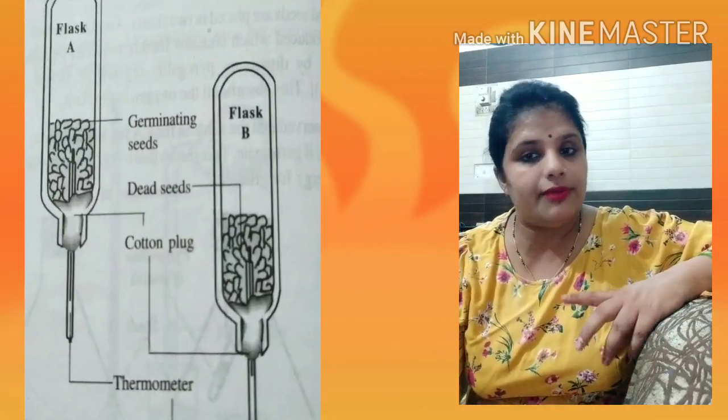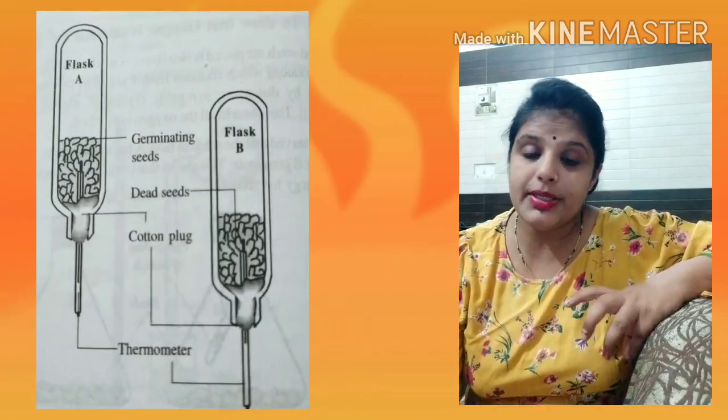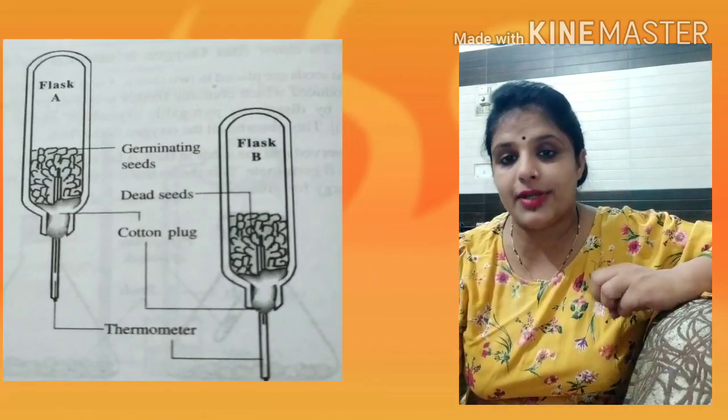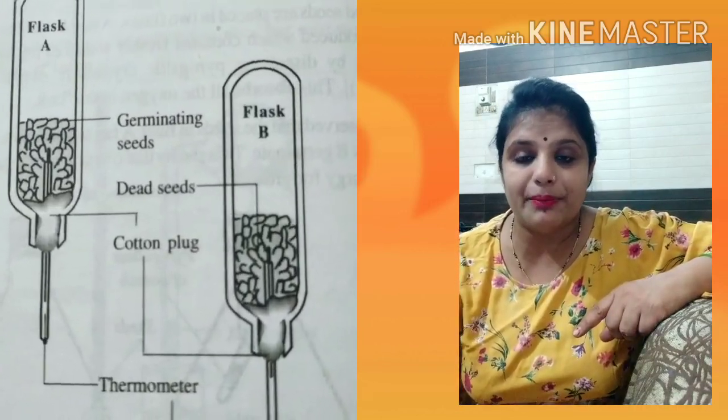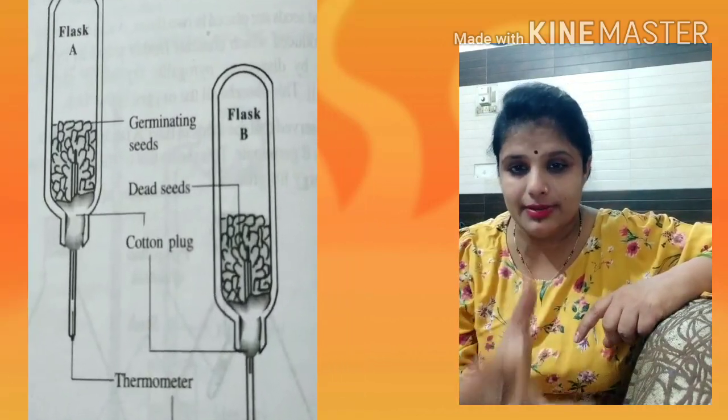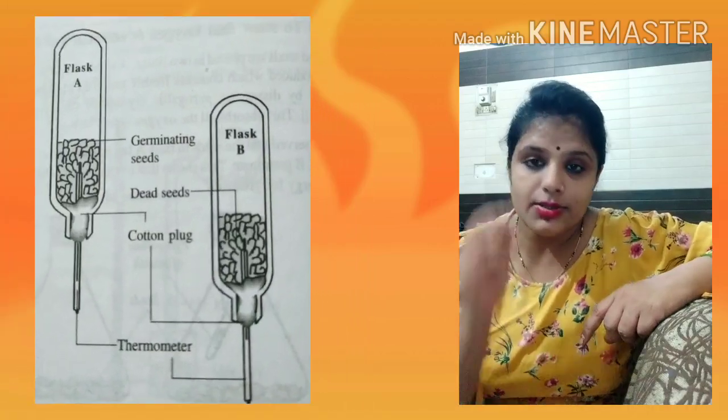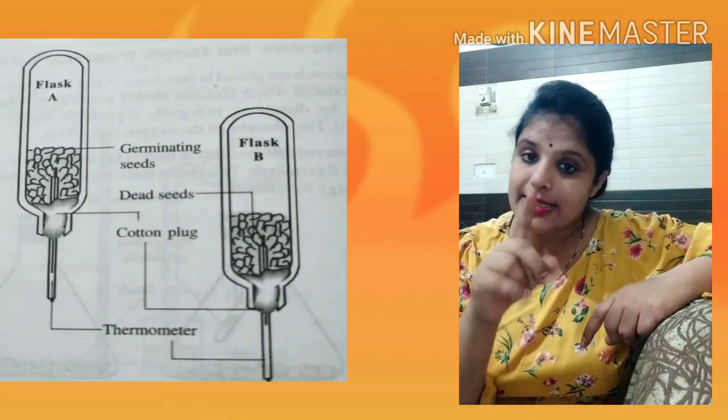In flask A we have taken a germinating seed. A germinating seed will do respiration. After respiration it will produce energy, and because of that energy the temperature will rise a little bit in the case of the germinating seed, or flask A.